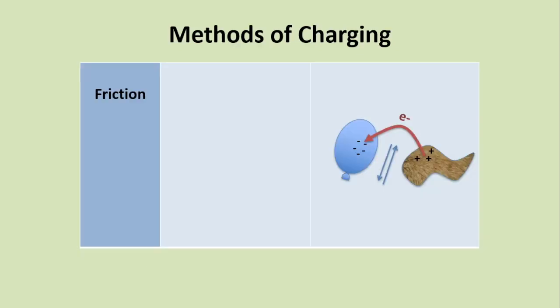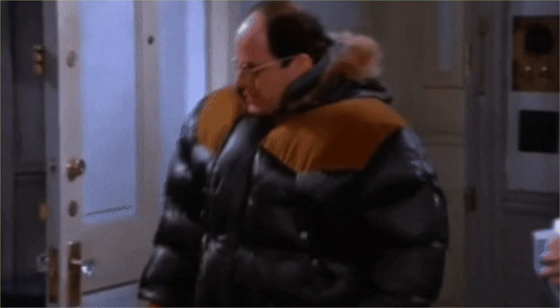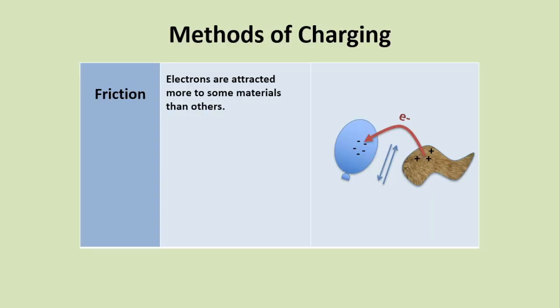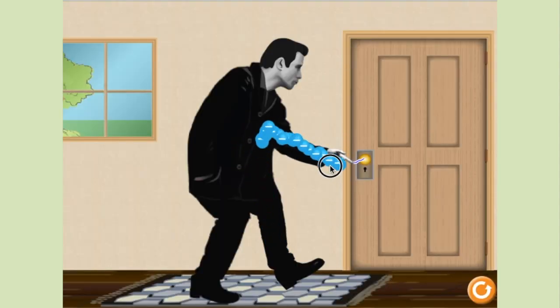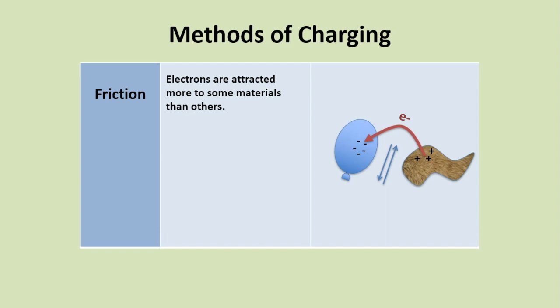Now let's take a look at some methods of charging. One method of charging is friction. Before we dive into friction, we just need to understand that electrons are attracted more to some materials than others. You may notice this when, maybe in the winter, you take off your jacket and you hear that static noise, as electrons are being grabbed from your jacket and ripped off of you. And then maybe you touch the doorknob like we mentioned before and you get shocked. Some materials collect charges easier than others.